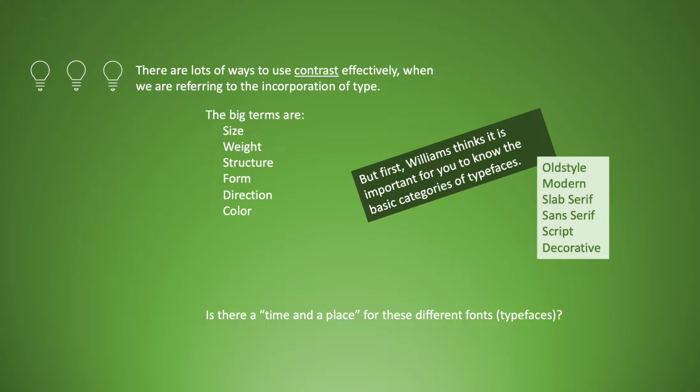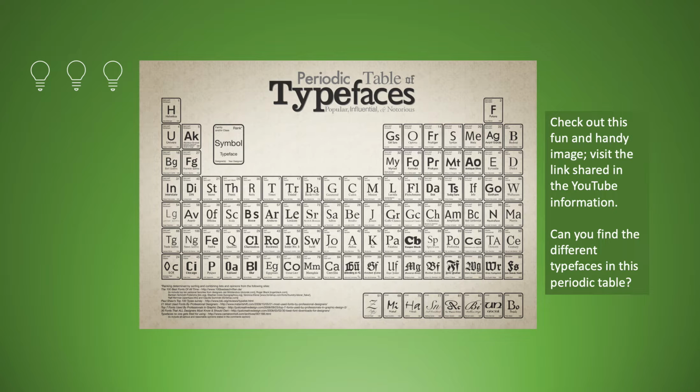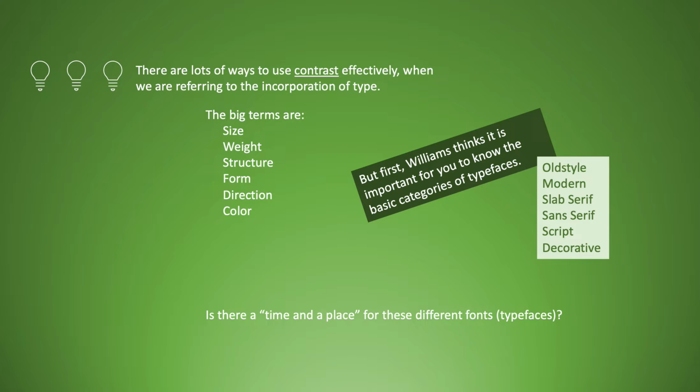So let's look at the next slide here, which is the periodic table of typefaces. I found this to be really fun, and I've shared the link below this YouTube video. So if you visit the link, because I'm sure it's pretty hard to read on the actual video itself, you can go back. If you quickly click back here, I want you to see if you can identify old style, modern, slab serif, sans serif, script, and decorative fonts. And of course, decorative fonts themselves can be sans serif. These aren't exclusive. A font can be 2 of these things at the same time, perhaps.